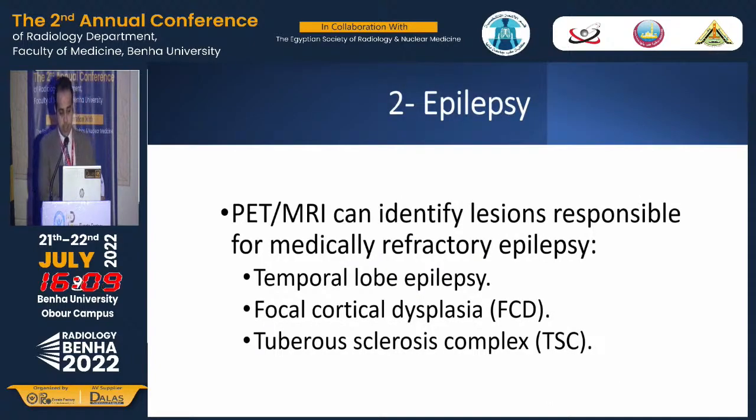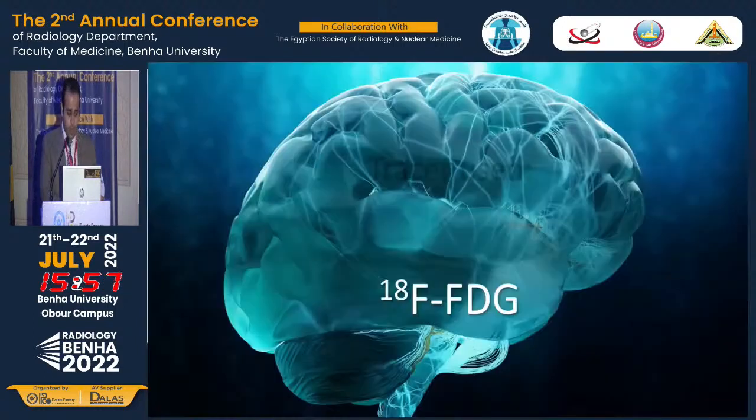The second application is epilepsy. PET-MRI can identify lesions responsible for medically refractory epilepsy, like temporal lobe epilepsy, focal cortical dysplasia, and tuberous sclerosis complex. The tracer used here is fluorine FDG.